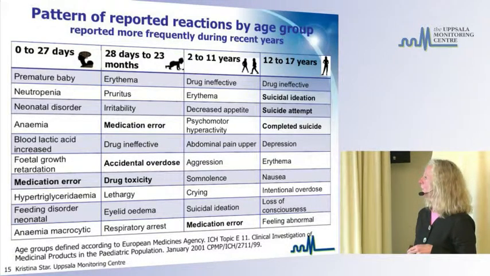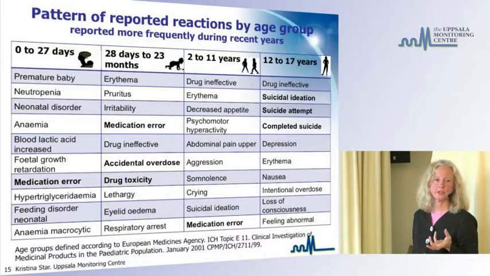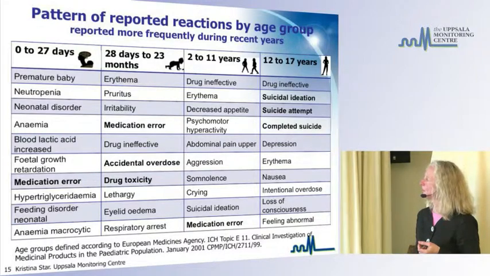And for the 1 month to 2 years old, we saw that terms related to dosing problems and administration problems were common. Medication error we saw in all these groups. And the 2 to 11-year-olds, can anyone imagine or guess what drug all these are related to, except for that one?